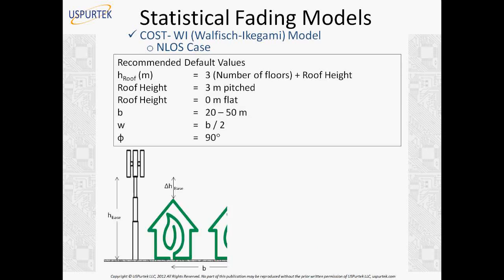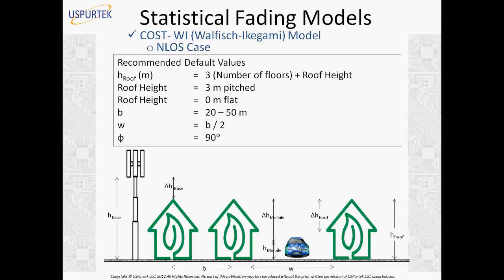Now, if you don't want to go through all those detailed equations, there are some default values which can be used. The roof height is 3 times the number of floors plus the roof height, which is the average. It's a default value you can use, although you can refine your model by changing these values. Roof height is 3 meters for pitched and 0 meters for flat. Pitched means you have a pitch on top of the building. In some countries you only have a flat roof, but in some other countries you have a pitched roof, so the roof height will change based on that.